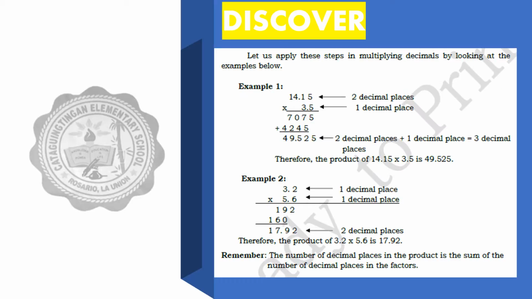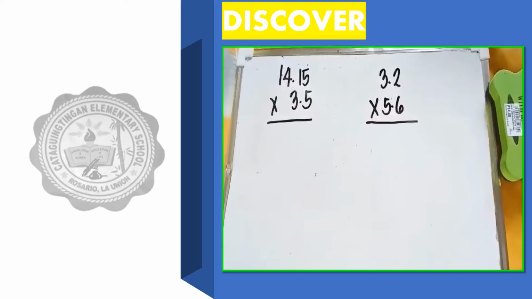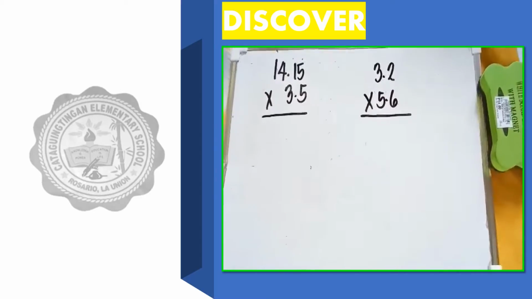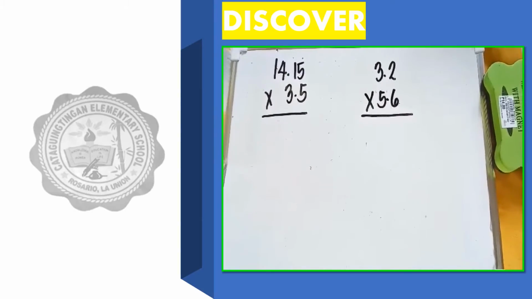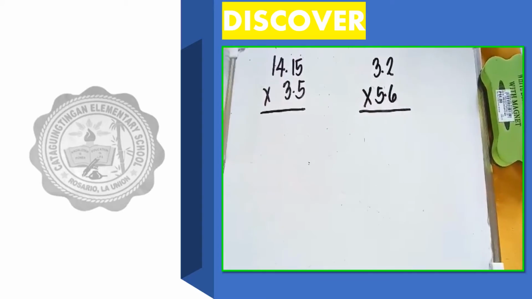So let us try another example. I will show you in a video how I will do it. Okay, are you ready, children, to watch it? Okay, let's try these examples. Pansin ninyo, sa multiplication, kahit hindi magkatapat yung decimal point. Hindi katulad sa addition and subtraction, dapat magkakatapat yung decimal point.